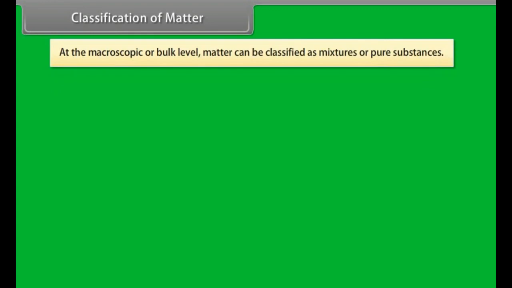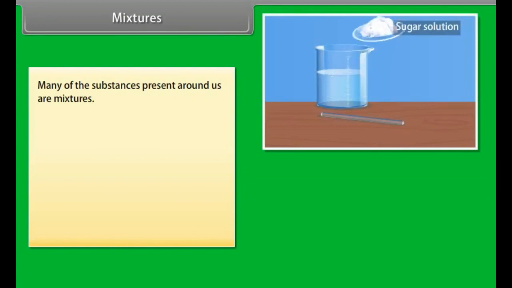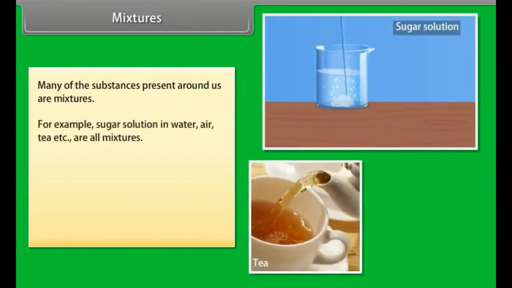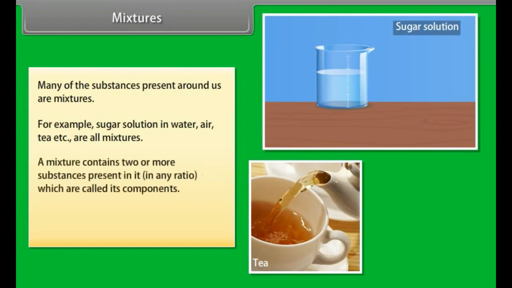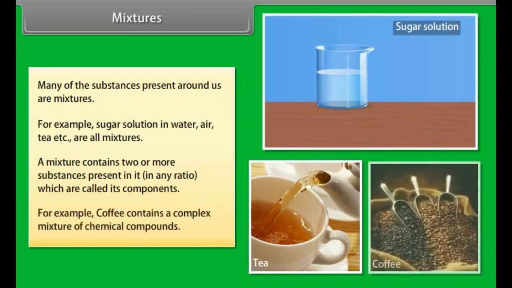Classification of matter. At the macroscopic or bulk level, matter can be classified as mixtures or pure substances. Mixtures. Many of the substances present around us are mixtures. For example, sugar solution in water, air, tea, etc. are all mixtures. A mixture contains two or more substances present in it in any ratio which are called its components. For example, coffee contains a complex mixture of chemical compounds.